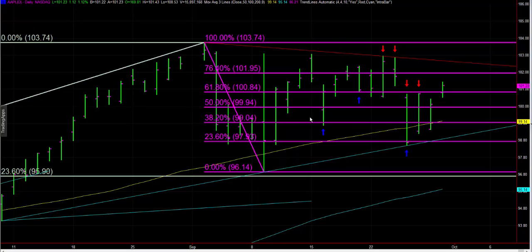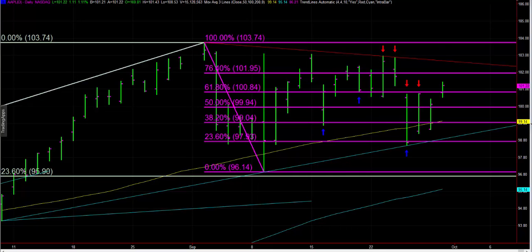We see it here, we see it here with this arrow, we see it here, we see it again with these arrows, and over here. You can also see that Apple bounced off of this blue uptrend line here. And over here, this downtrend line has become relevant to the price of Apple.